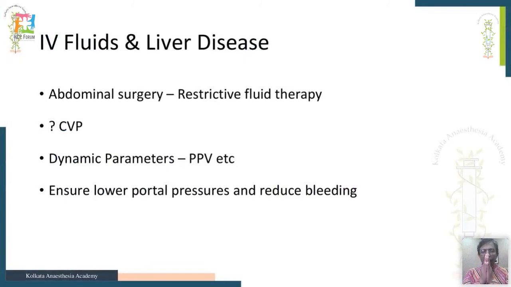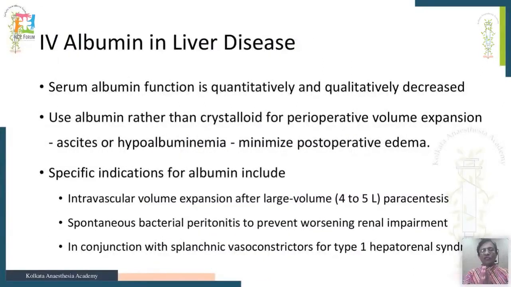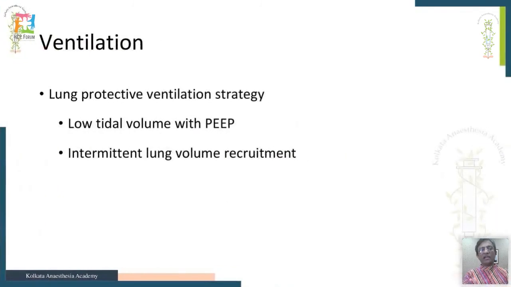So the goal would be restrictive fluid therapy because you don't want to overload, especially with portal hypertension, varices. Keep the CVP low. Better would be to look at the dynamic parameters like pulse pressure variation, ensure lower portal pressures to reduce the bleeding, and early use of vasopressin. People have thought that maybe IV albumin may be a better choice in certain areas, especially after paracentesis or when you're suspecting spontaneous bacterial peritonitis, or to prevent HRS in conjunction with splanchnic vasoconstrictors.